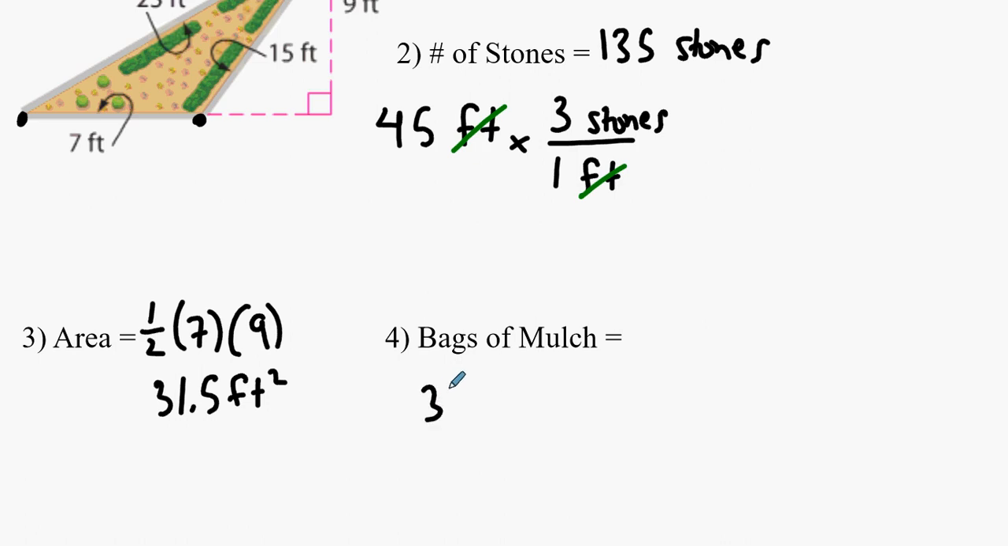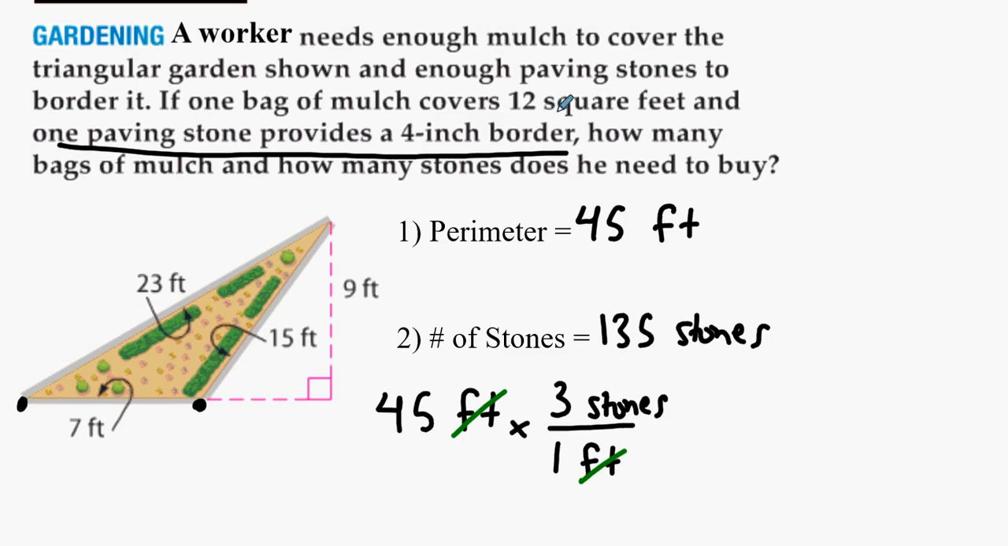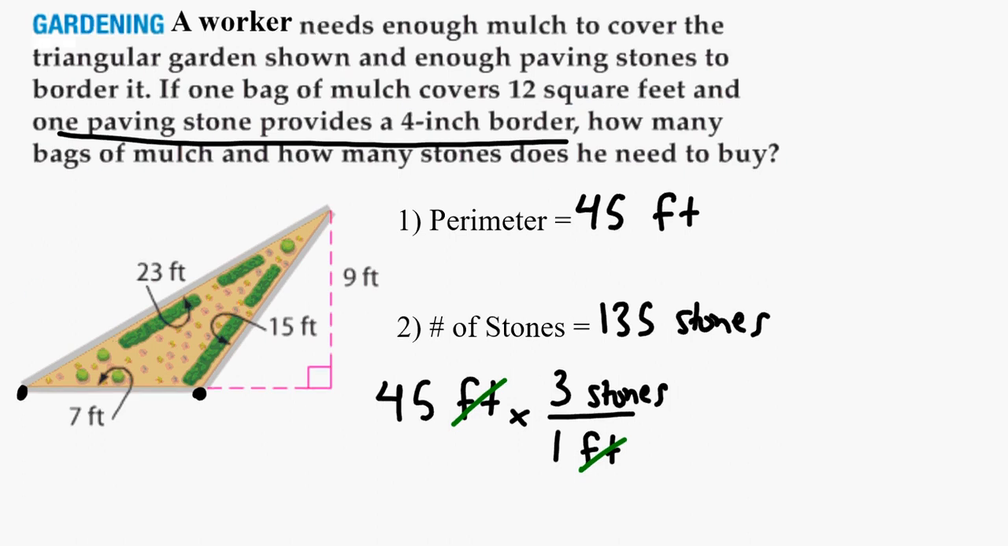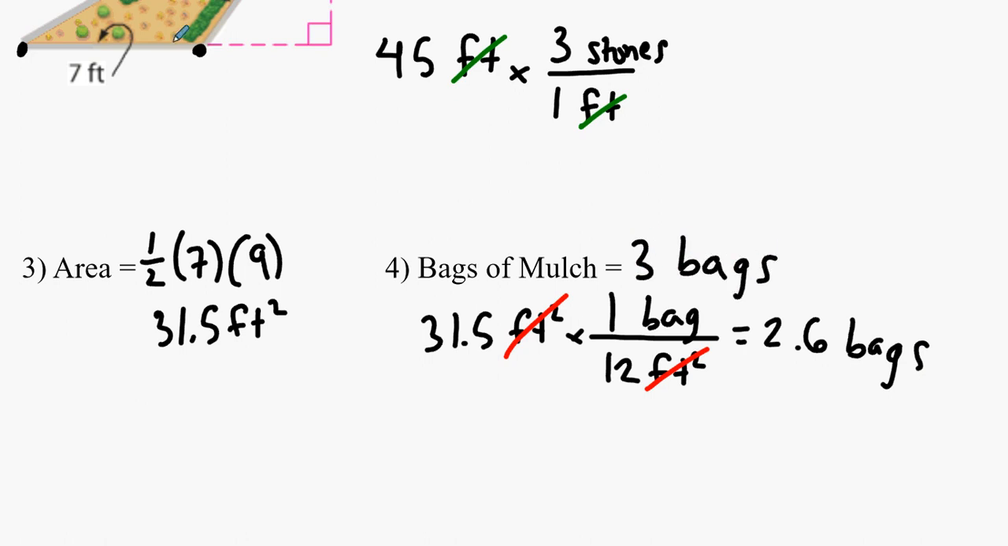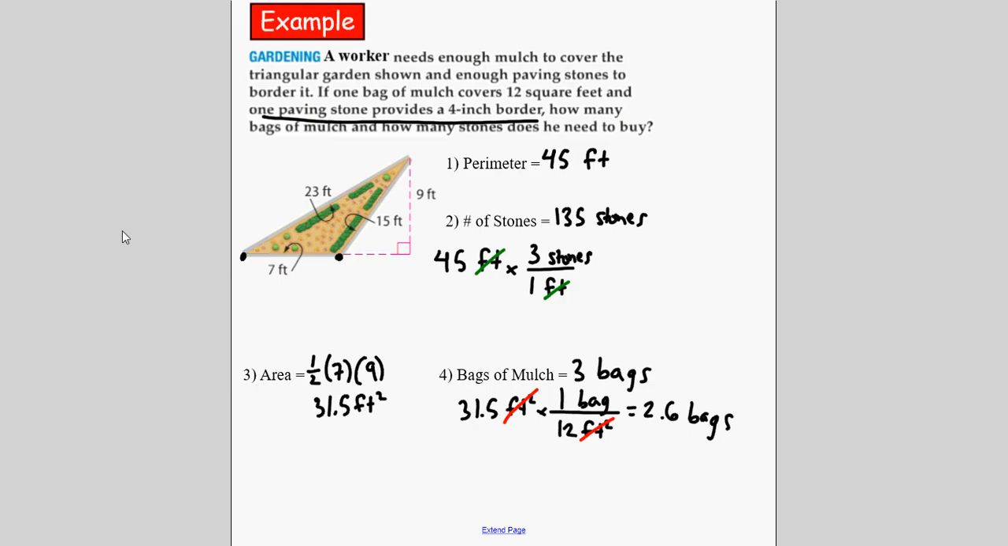So 31.5 square feet. It said that each bag does 12 square feet, I believe. Said it right there. Yep, 12 square feet for one bag. So I need to put square feet on bottom. So square feet will cancel with square feet. So 31.5 divided by 12 tells me I would need 2.6 bags. I can't get 2.6 bags, but I can get 3. So I need to buy 3 bags of mulch in order to cover the area.